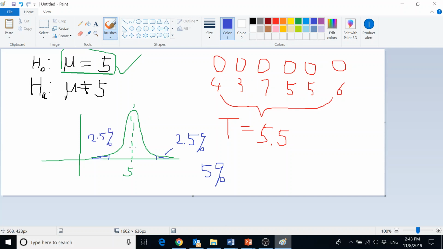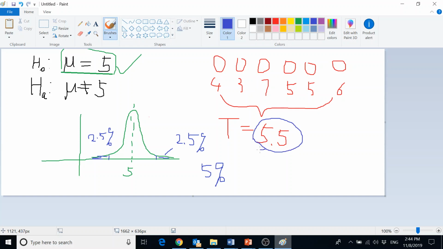What it means is, if this guy is right, and your samples are really coming from a distribution where mu is 5, it is only a 2.5% chance that it is in this region, 2.5% chance it's in this region. So now let's see how this guy does, where it falls.